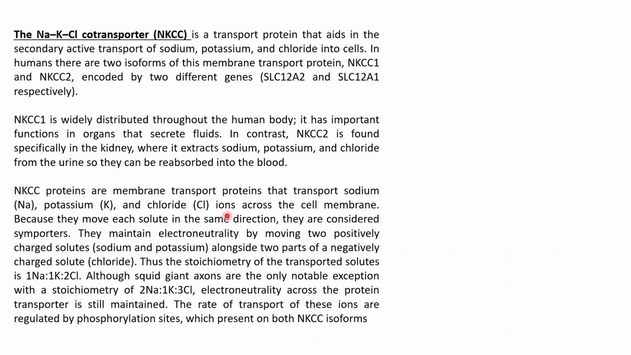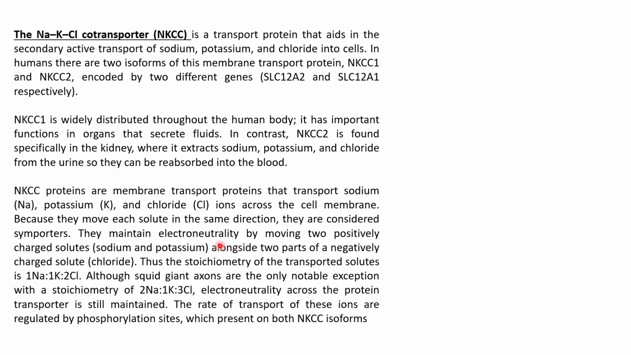And they transport these across the cell membrane, and because they move each solute in the same direction, they are considered as symporters, right? Meaning that along with sodium you have something else coming in, right? So both of the things are moving in the same direction. Antiporters would mean that one solute is moving from in to out and another solute is moving from out to in at the same time, using the electrical gradient of one of the solutes.